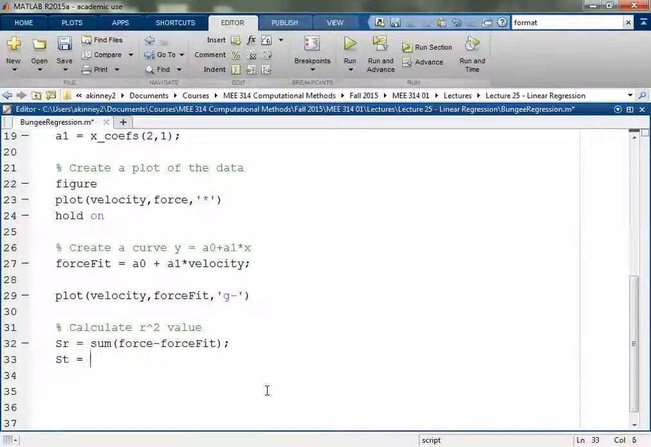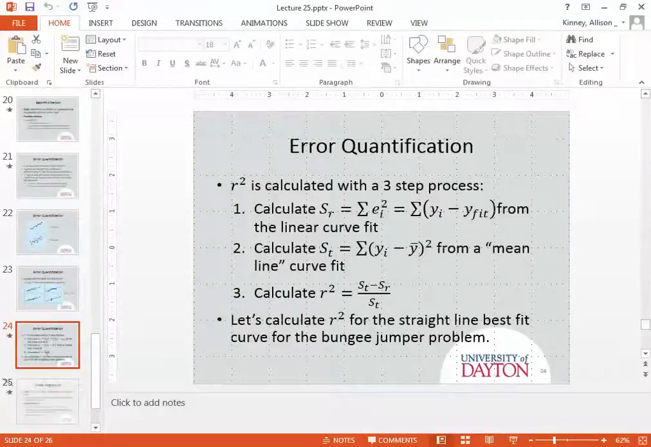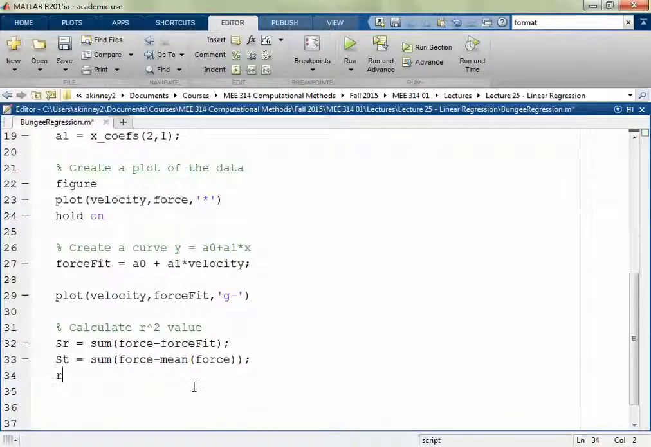So when we write our ST equation, we want to use the sum again. So we want to sum those all up. Sum of force minus the mean of the force data. So we can use our mean function and take the mean of our data that's in our force vector. Then we just need to apply the formula there. So we say r squared is equal to ST minus SR over ST. So r2 is usually what I call it.